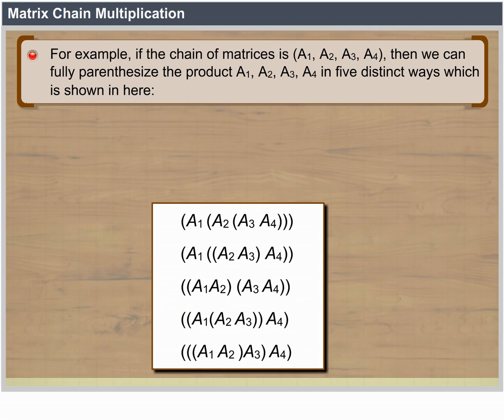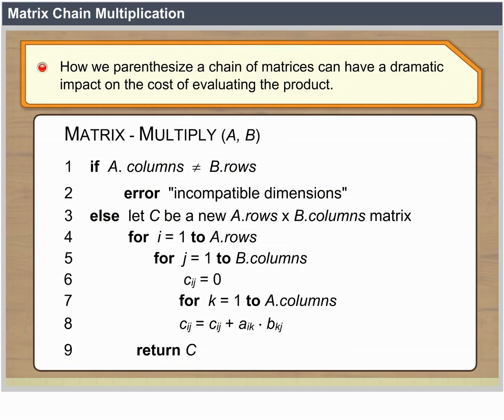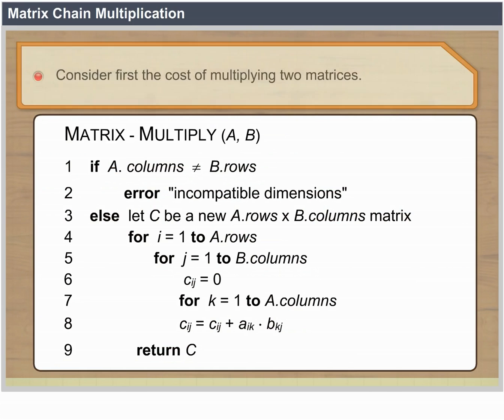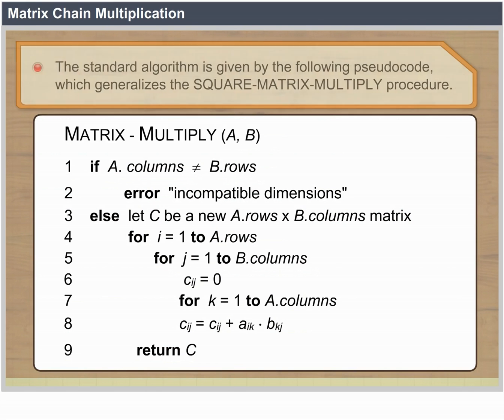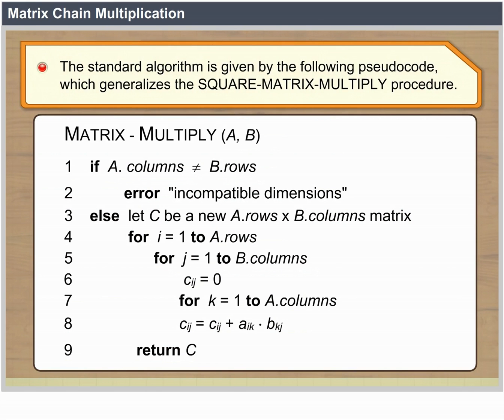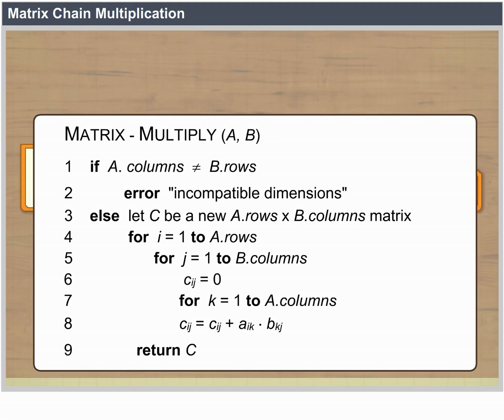How we parenthesize a chain of matrices can have a dramatic impact on the cost of evaluating the product. Consider first the cost of multiplying two matrices. The standard algorithm is given by the following pseudocode, which generalizes the square matrix multiply procedure. The attributes rows and columns are the numbers of rows and columns in a matrix, as shown in this figure.